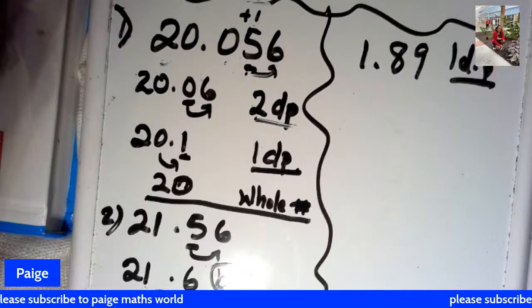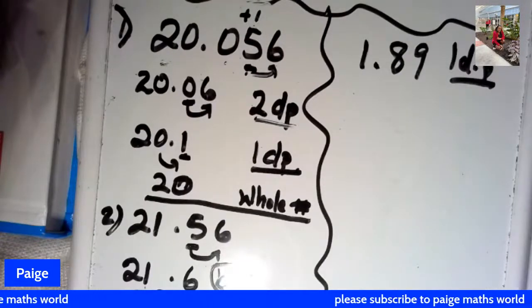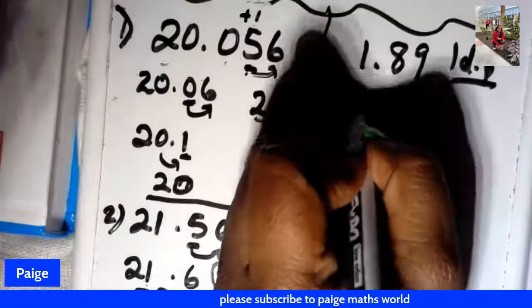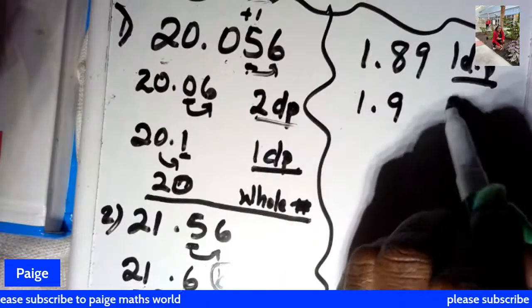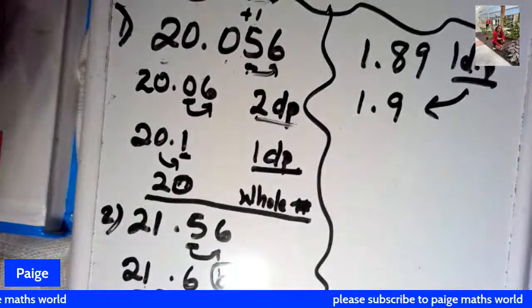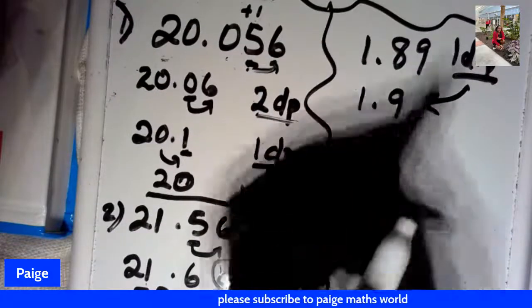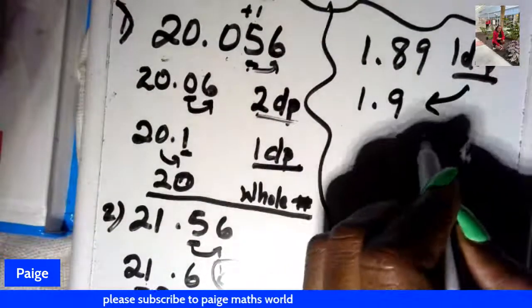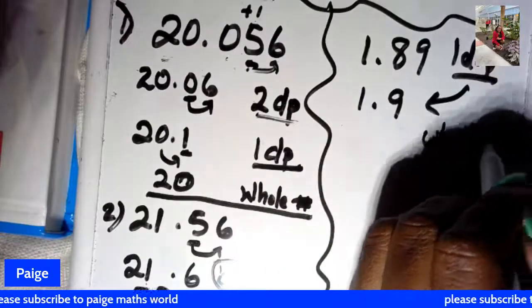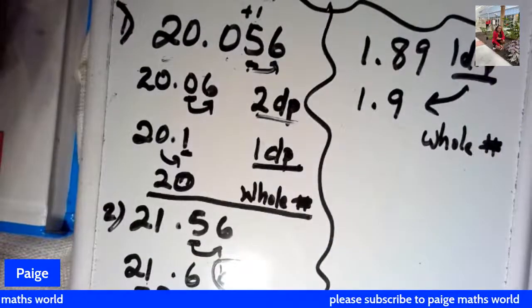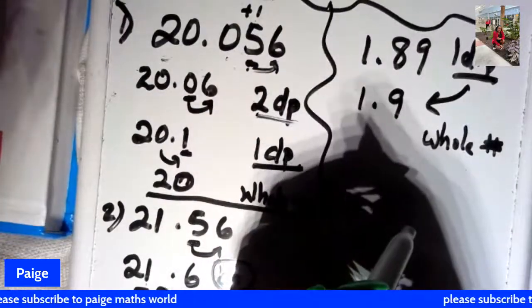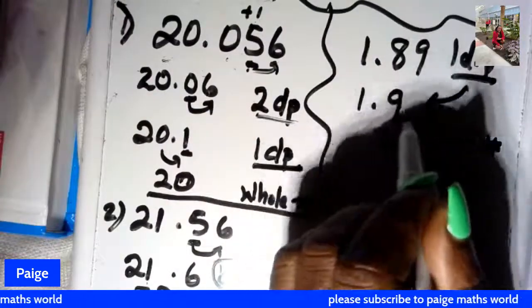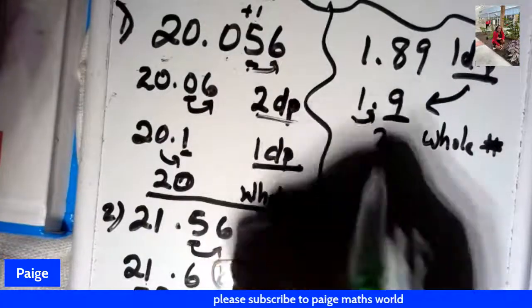All right, yes, you are all correct. 1.9. I'm going to step it up after this. So this is 1 dp. To the nearest whole number, what is that? All right, good job, Empress, Jay, Raymond, Nika. Yes, it's 2 because this is greater than 5, and so we add 1.